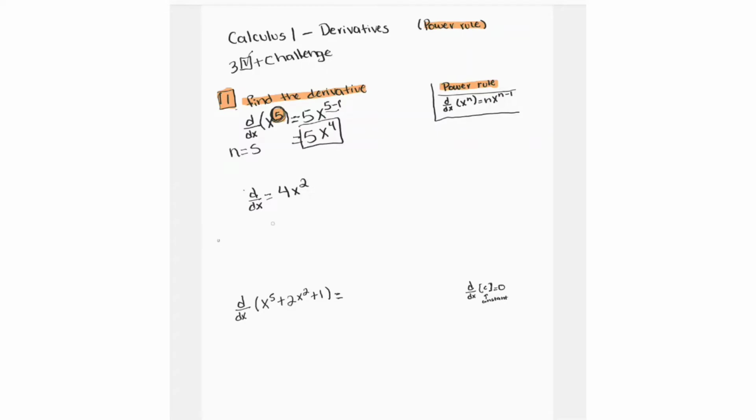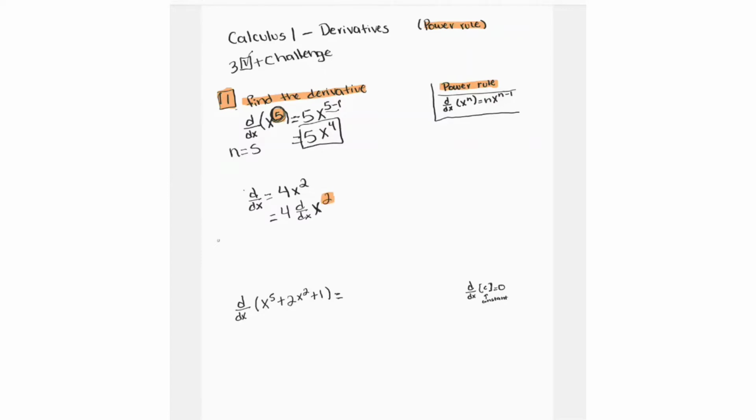Now let's do the second one. The first thing that we have to do to make everything easier for us is move the 4 to the front. So it's going to be 4 times the derivative of x to the power of 2. So now we can do it.